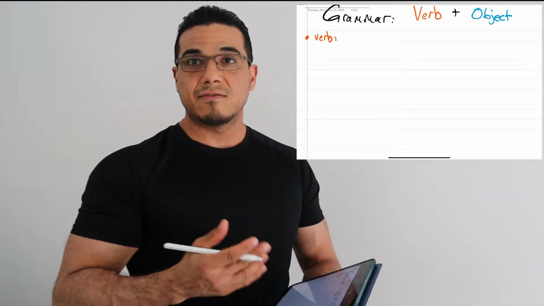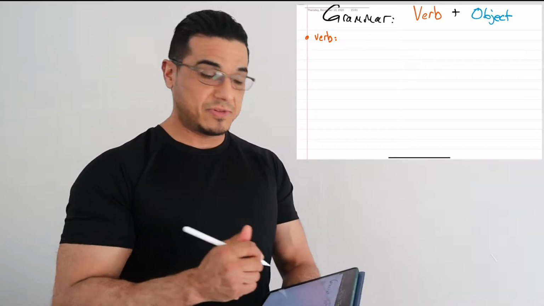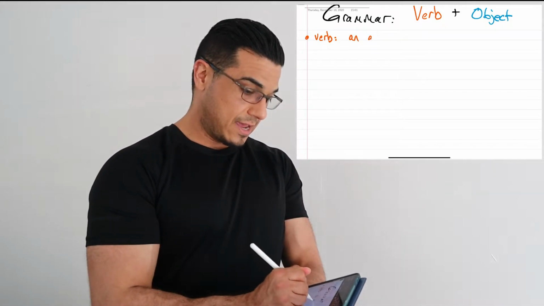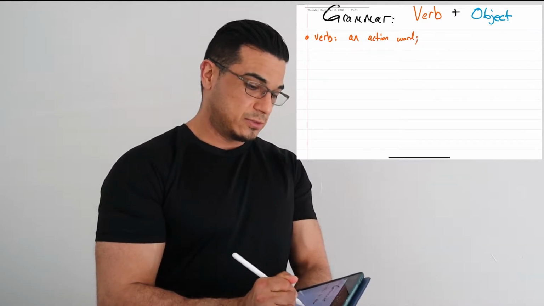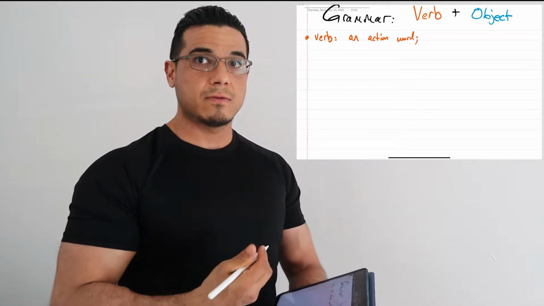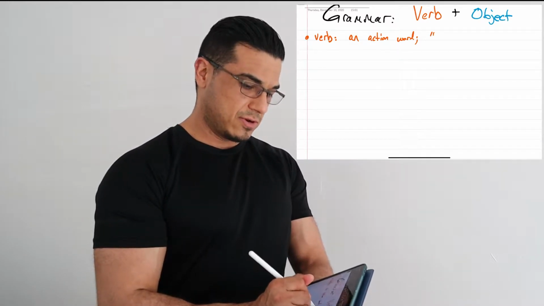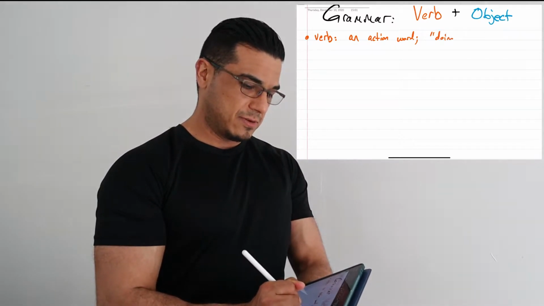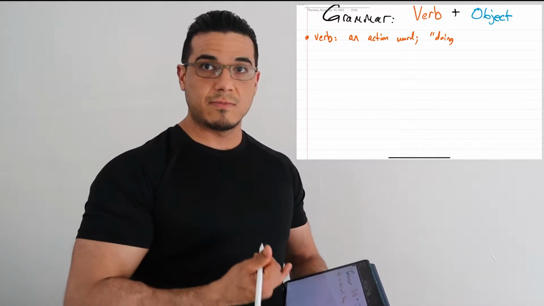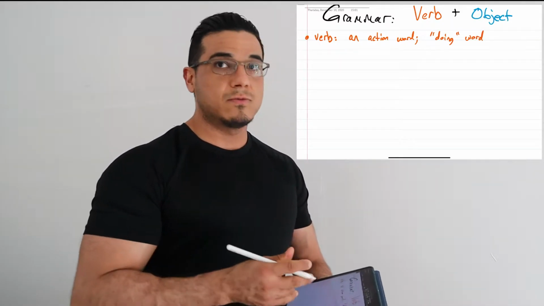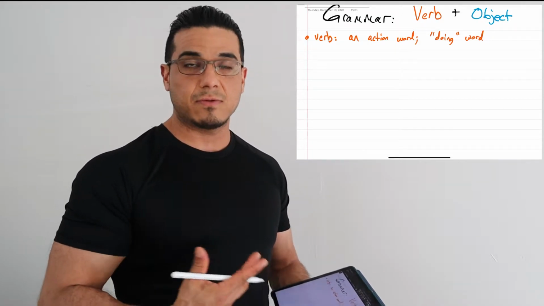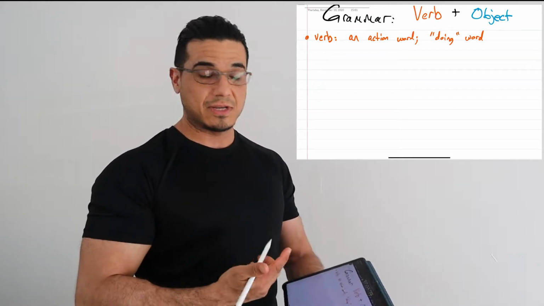Okay, we're going to go ahead and define a verb as simply an action word. So an action word. Sometimes it is referred to as a doing word. I'm going to go ahead and put that in quotation marks because I wouldn't use this term formally, but it's a doing word, right? It tells you what a subject is engaged with or what's engaging the subject.